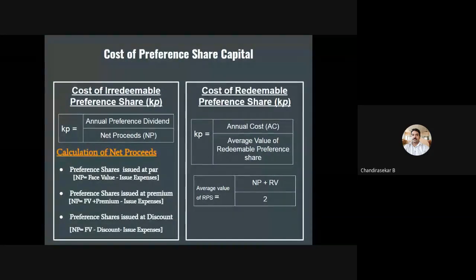In case of redeemable, after certain years we are going to redeem. So whatever the annual expenditure, like dividend, issue expenses, premium on redemption or discount on issue, these are all expenses we have to divide or amortize according to the n number of years or maturity period. To calculate cost of irredeemable preference share: annual preference dividend divided by net proceeds. I already explained net proceeds in the previous class when we were discussing cost of debt, whether issued at par, at premium or at discount. Now, net proceeds if the preference share is issued at par.